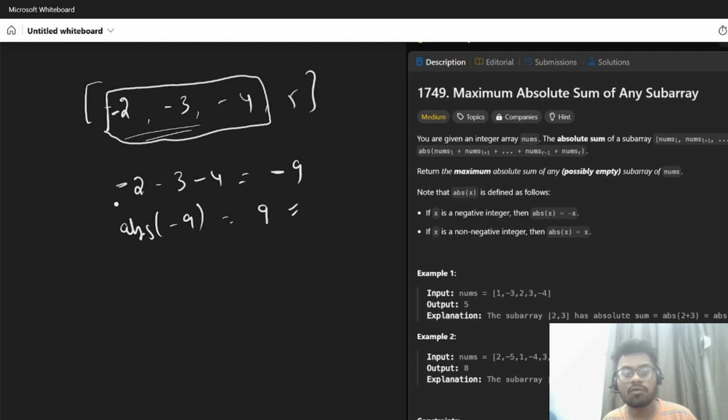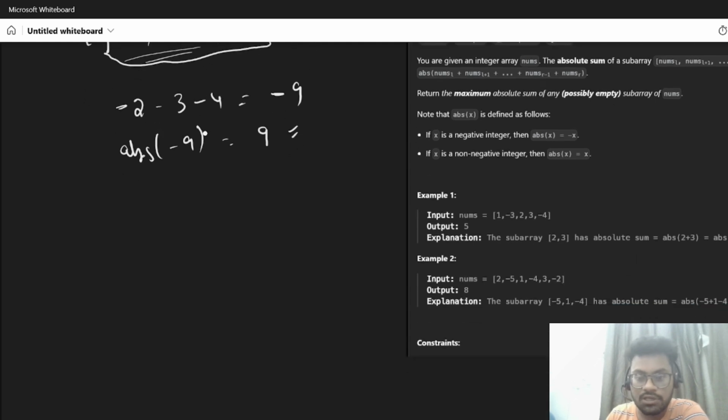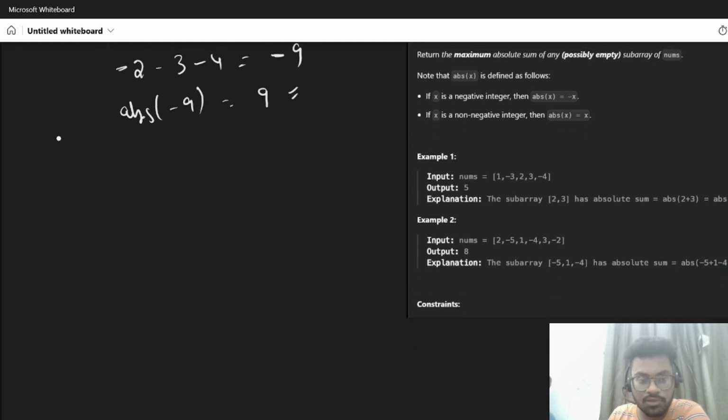In the other case, if you have only positive integers, then we directly return the positive sum. So that's what it means. We need to return the maximum absolute sum of any possible subarray of nums. So let's take an example. We have 1, minus 3, 2, 3, minus 4.